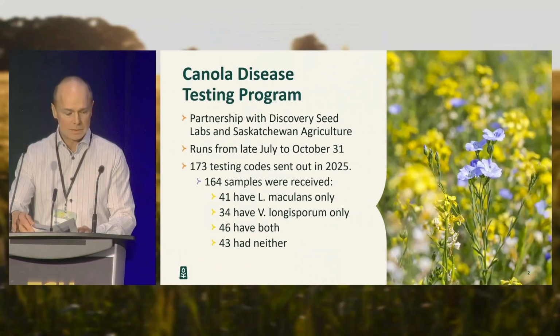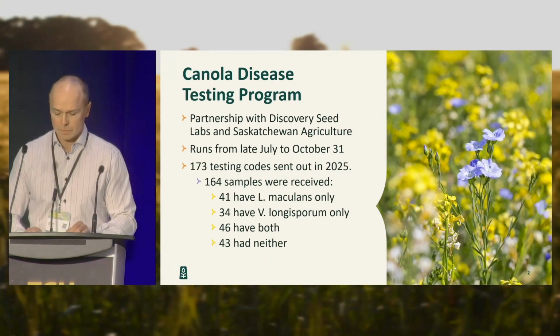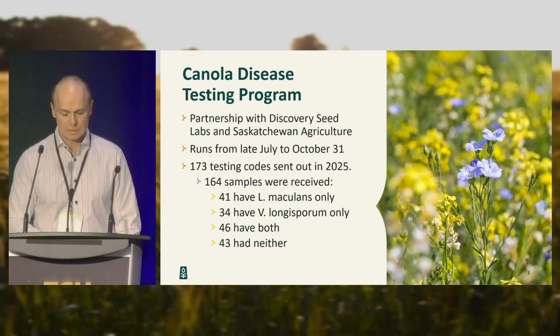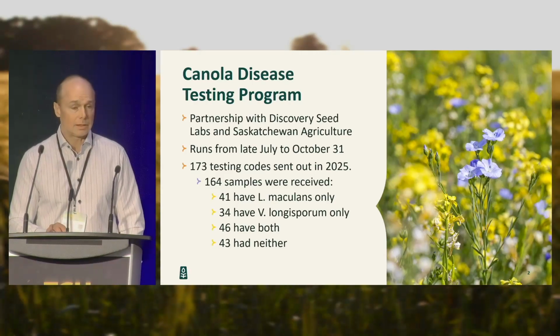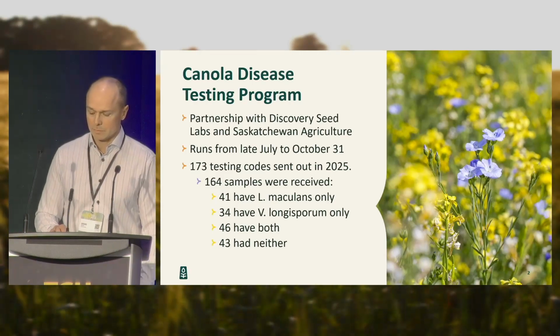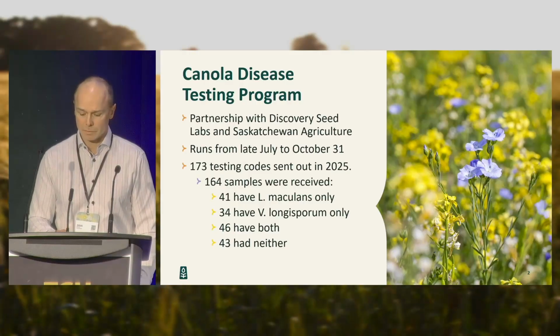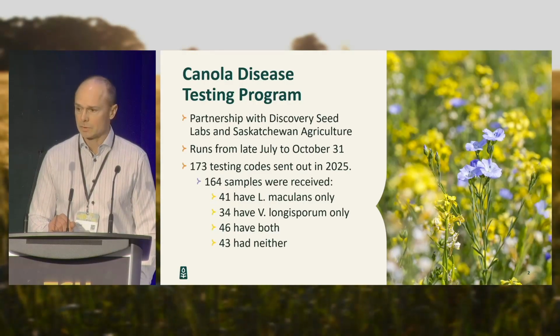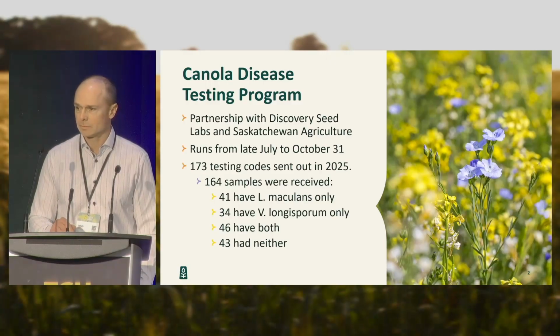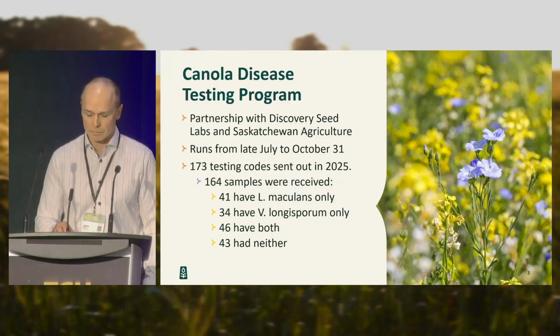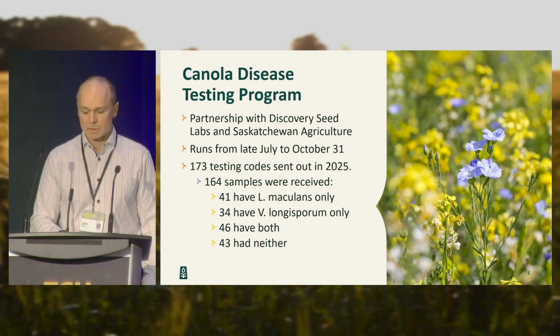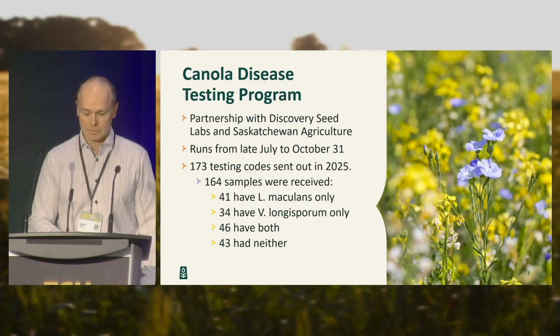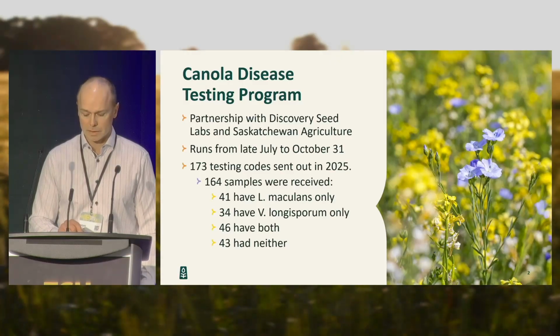So the first is our disease testing program, which we offer to registered growers in Saskatchewan. We had a slightly higher uptake of blackleg and verticillium testing this year compared to 2024. And we saw a reduction in the percentage of samples with blackleg compared to the really bad blackleg year in 2024. But we also saw a large increase in the number of verticillium positive samples compared to last year.